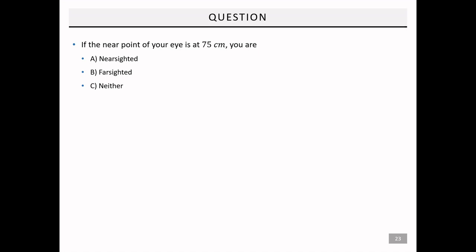If the near point of your eye is at 75 centimeters, you are... Well, the normal near point is 25 centimeters. So if your near point is at 75, it's much further than the normal near point. Therefore, you cannot see things close to you clearly, and that makes you farsighted.